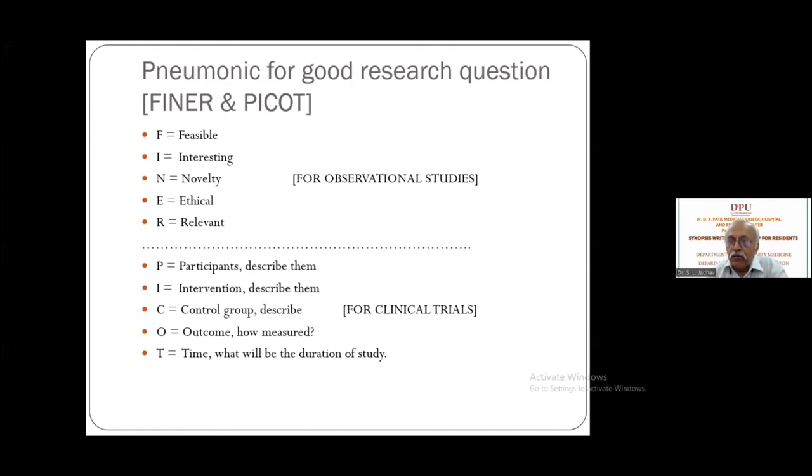To establish the novelty, you have to have a good review of literature. Ethical. There is a session on ethics. Whatever research you are trying to implement, it should be ethical. Ethics means autonomy. You should not encroach on autonomy. It should have beneficence. There should be benefit to the society or to the participants. There should be no harm, non-maleficence.